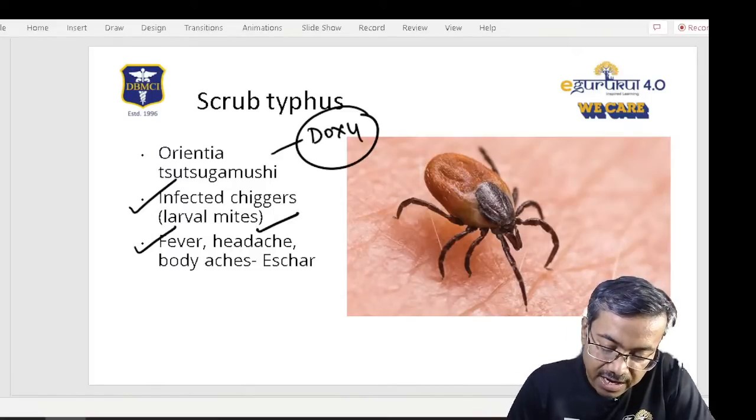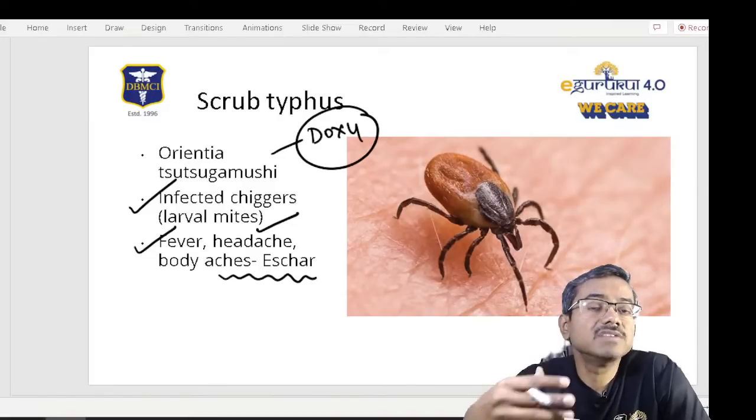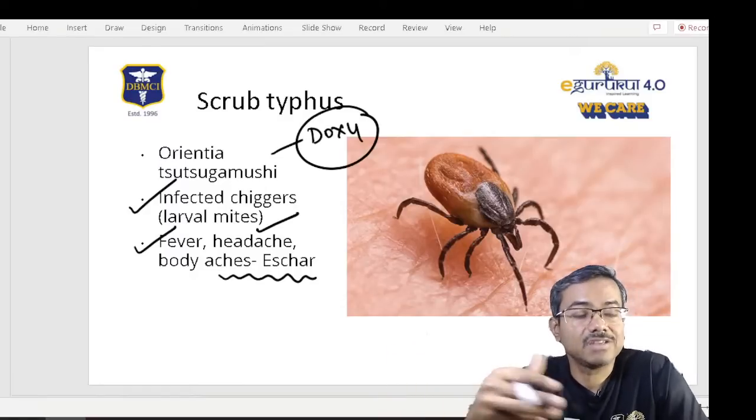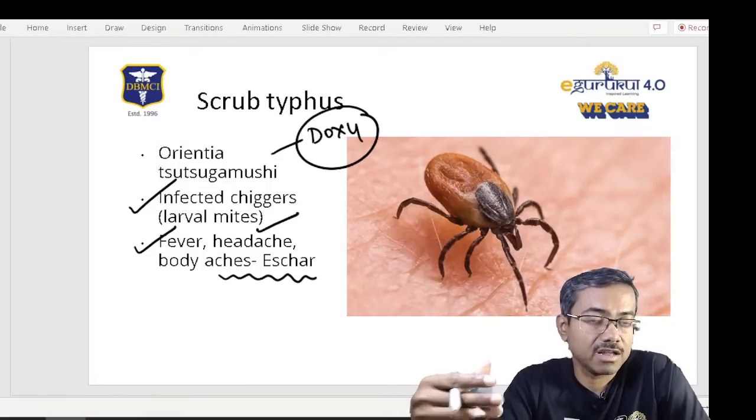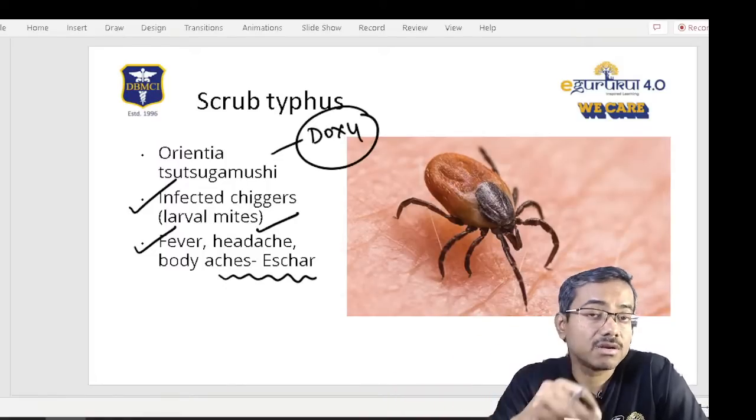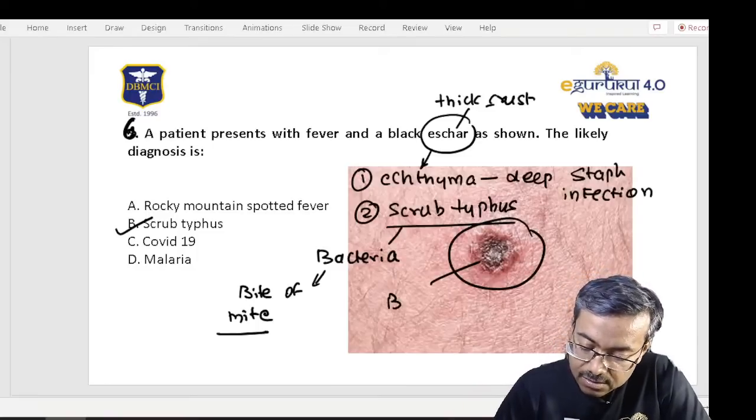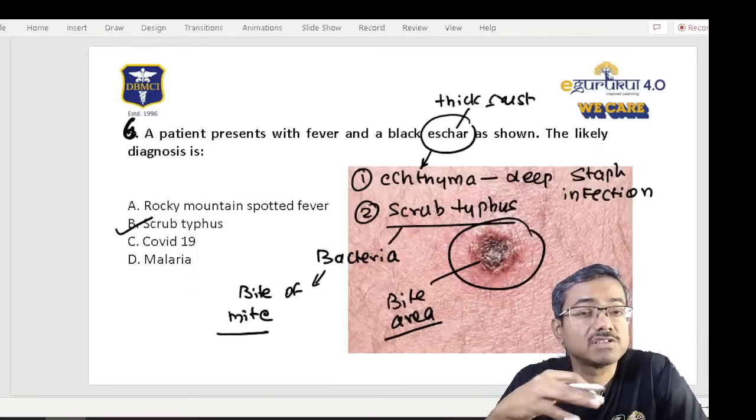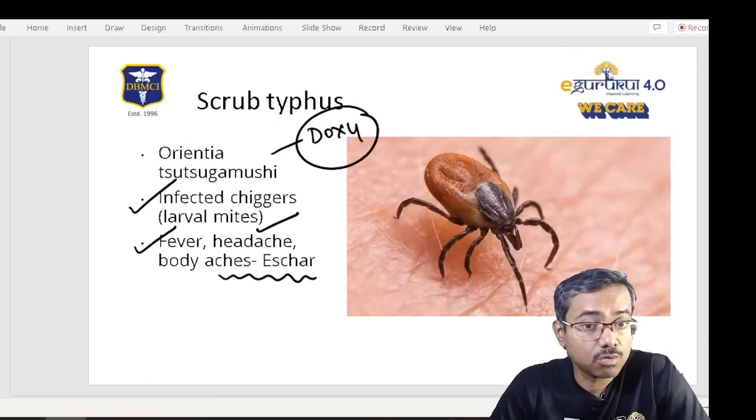They'll have fever, headaches, and very typically an eschar. I've had so many patients admitted in the medicine department in my hospital where they just go to a particular trek. For example, they go to a mountainous area or camp outdoors. They get a bite from a forest area, and when they come back, they don't realize the bite, because it's a small bite. This is the bite site, the bite area. They'll have fever, headaches, and obviously you need to admit them and give them doxycycline quite fast. That's how we can look at scrub typhus. It's a very typical eschar, a common question also.